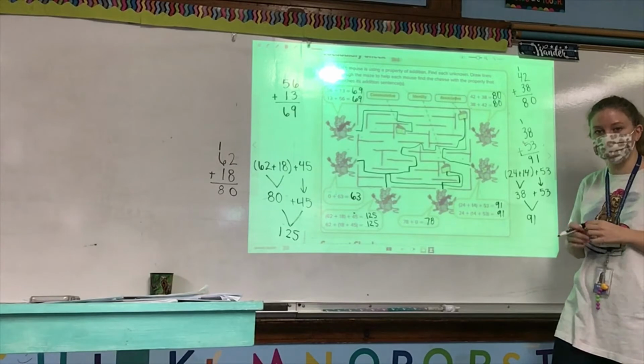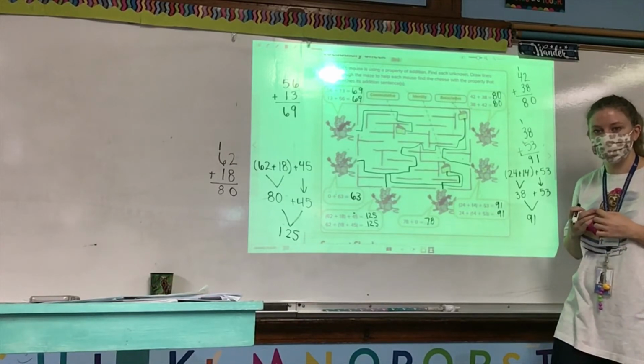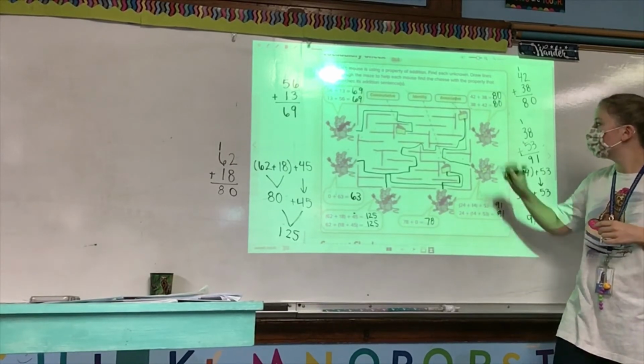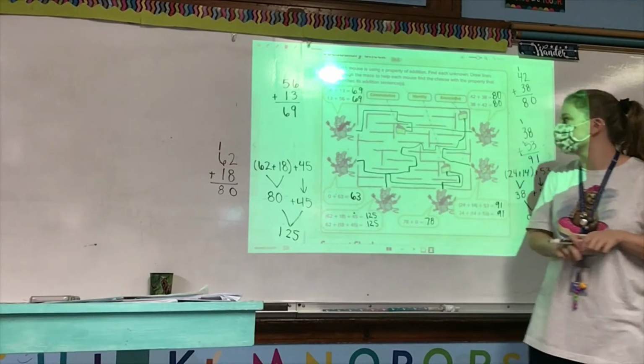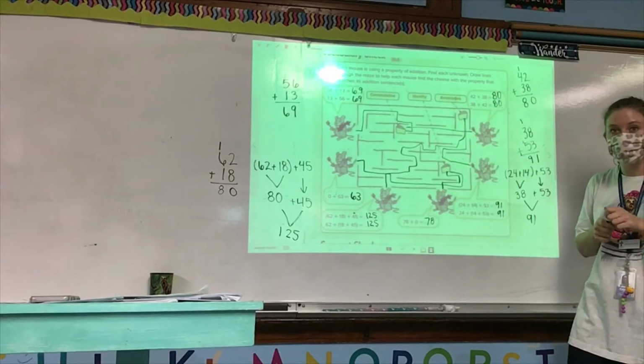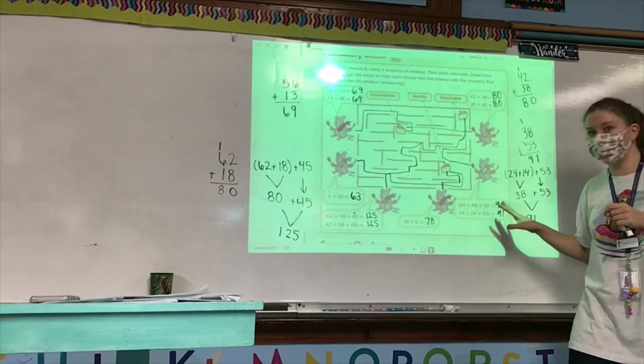Smith, this is your problem. The commutative property. We can just draw a straight line to the commutative cheese. Okay, so Ethan, check that really quick.